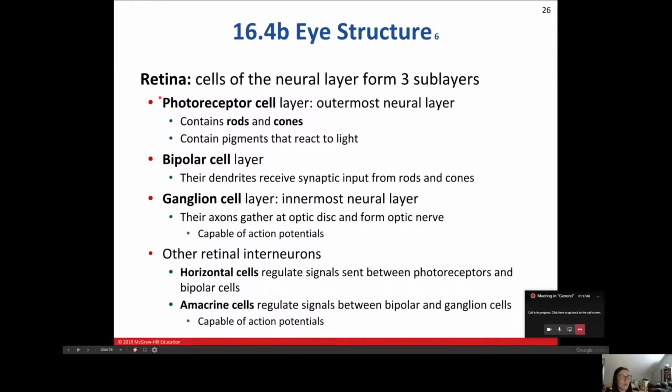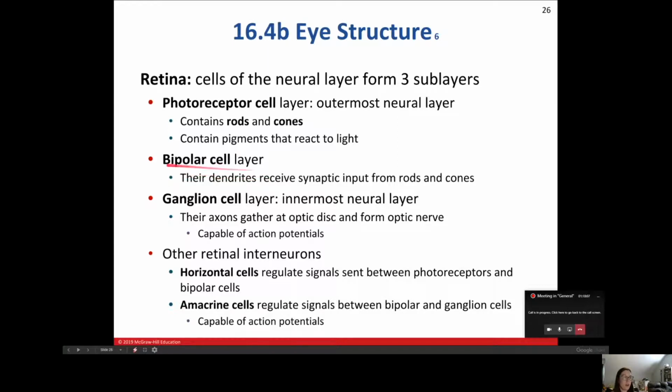So the retina is going to be made of nerves. It's made of 3 different layers, and they're mostly made of neurons. The photoreceptor cell layer is the outermost neural layer. It contains rods and cones. These are special photoreceptors, special cells that contain pigments that react to light.